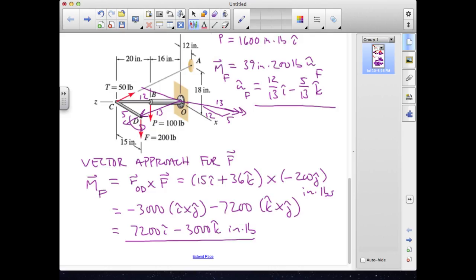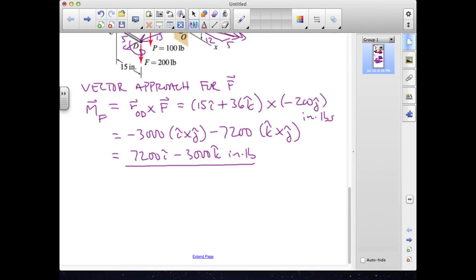Now the last contribution is due to this 50-pound tension that is pulling from C to A. The fact that we're going to have three non-zero components of tension in each of the three directions makes it a more three-dimensional problem, and I would generally not advise using the scalar approach for a problem like this. So here I'm going to forego the scalar approach altogether and write that the moment due to the tension T is equal to ROC cross the tension on the unit vector from C to A.